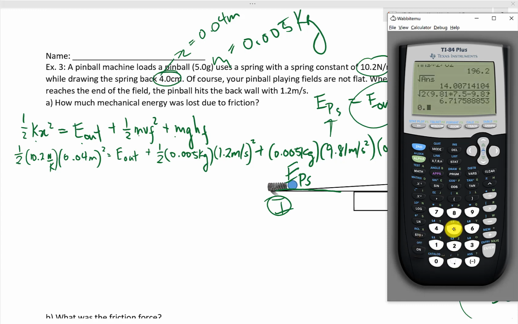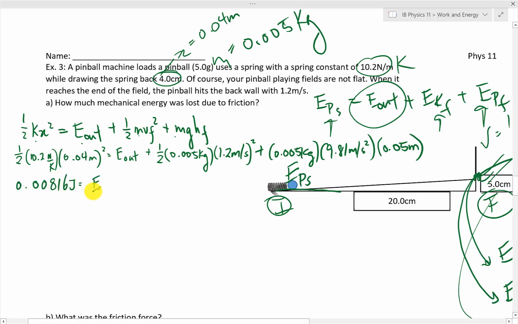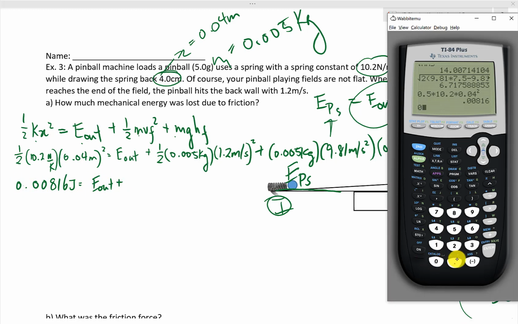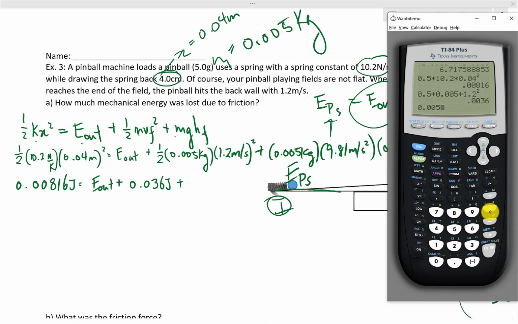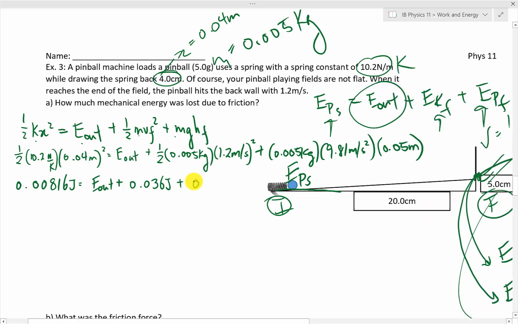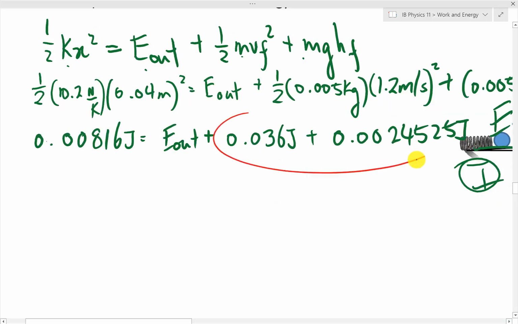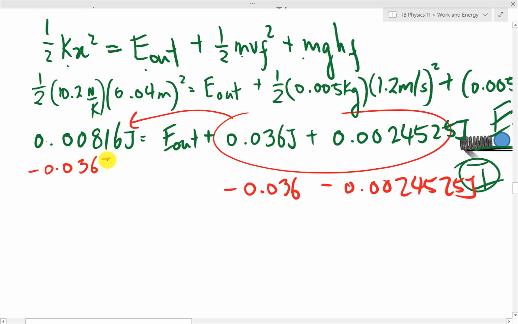I'm going to do something which I don't normally do, which is calculating each piece out. So for the potential energy of the spring, I get 0.00816. And the kinetic energy I get is 0.036. And then lastly, the final potential energy I get is 0.0024525. So now let's solve for the energy out by moving these guys to the other side of the equation by subtracting them.